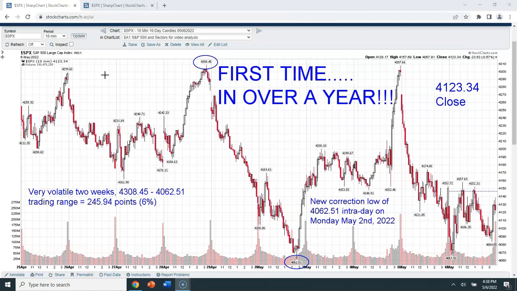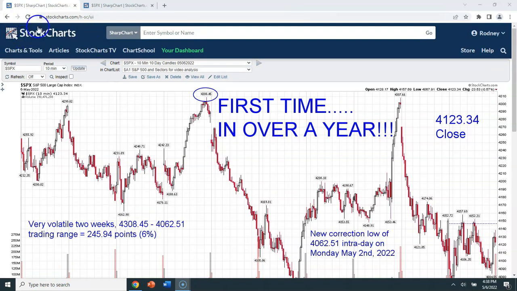Today we will be doing technical analysis on the S&P 500 for the week ending Friday, May 6th, 2022. And for this analysis, we will be using stockcharts.com.